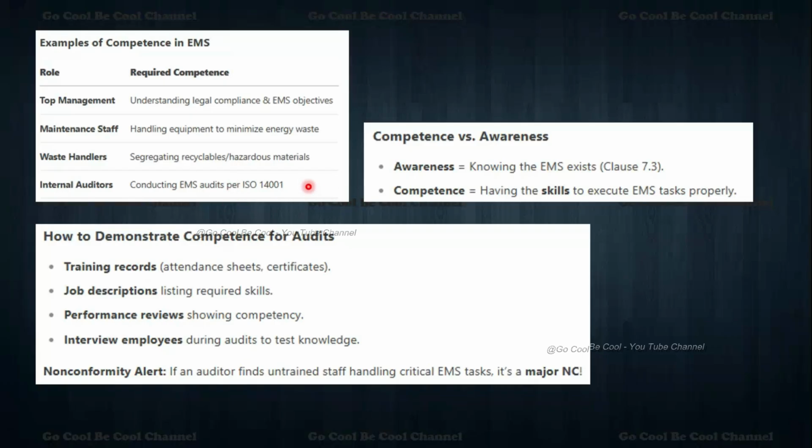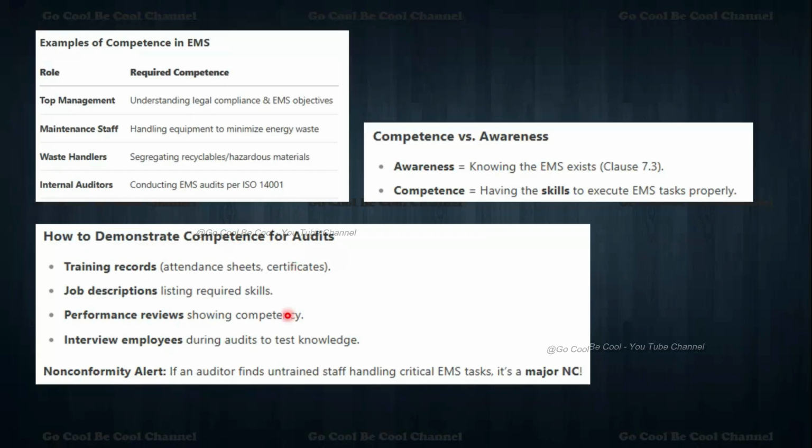Now, competence versus awareness. What is the difference between these? Please understand, my dear friends, most of the time they will confuse you between 7.2, competence, and 7.3, awareness. Awareness is knowing the EMS exists, clause 7.3. But competence is having the skill to execute the EMS task properly. Okay, that is 7.2. Here is how to demonstrate competence for an audit.